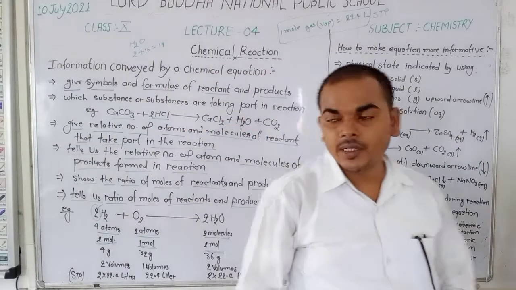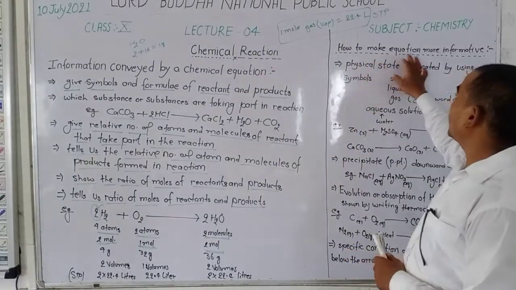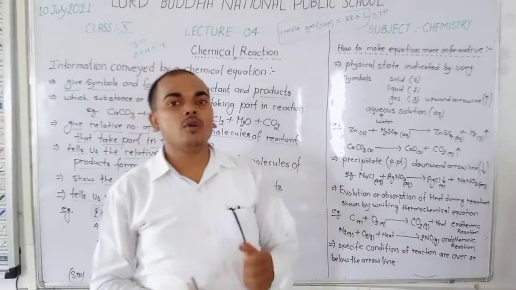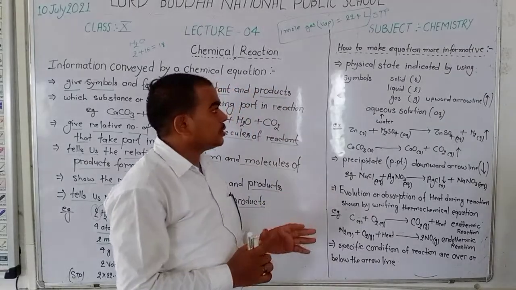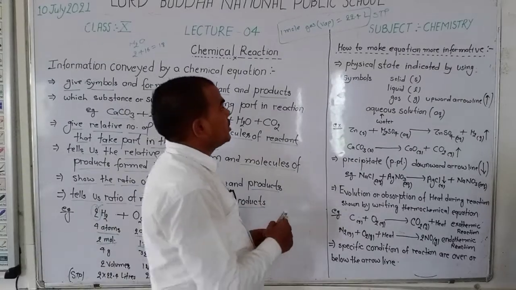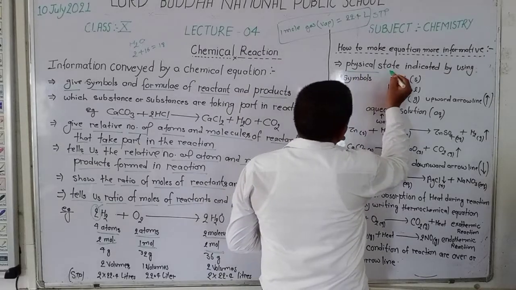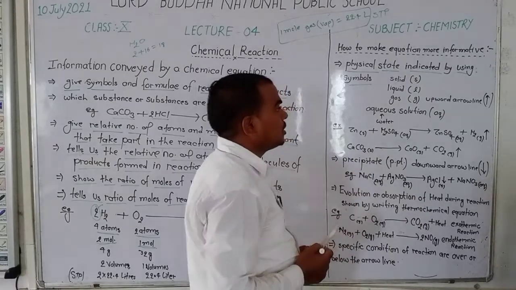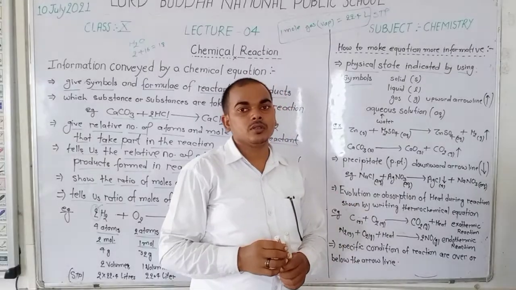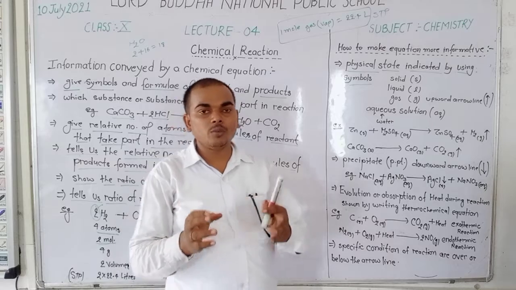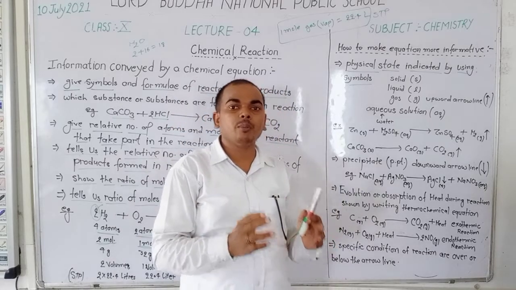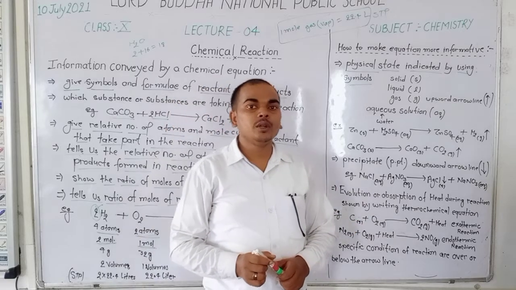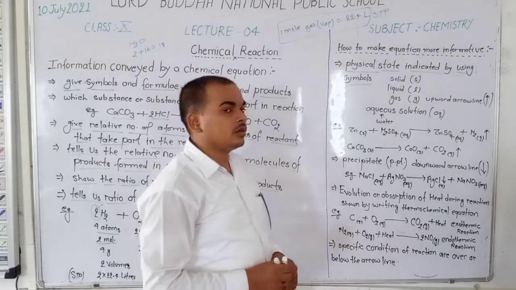Now we discuss how to make an equation more informative. First thing, you remember that physical state is indicated by using symbols. When you write any chemical equation, the physical state of the chemicals involved in the reaction and the products produced in a chemical reaction is always represented by a symbol.